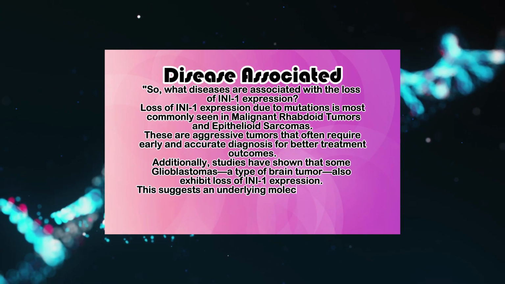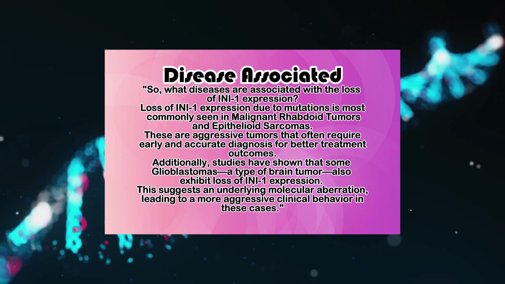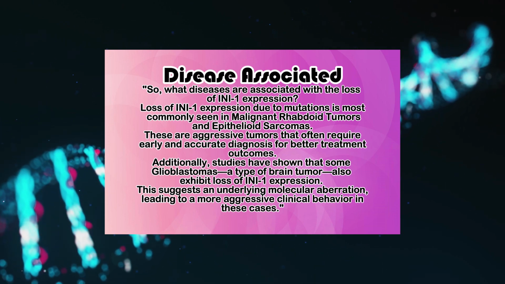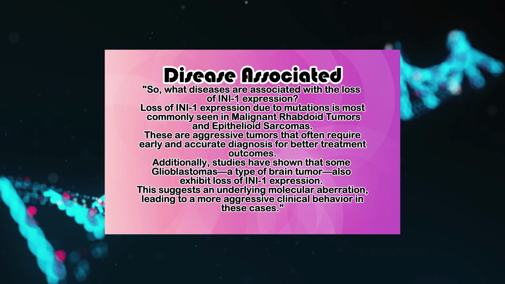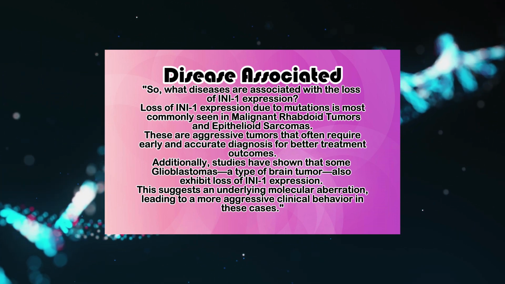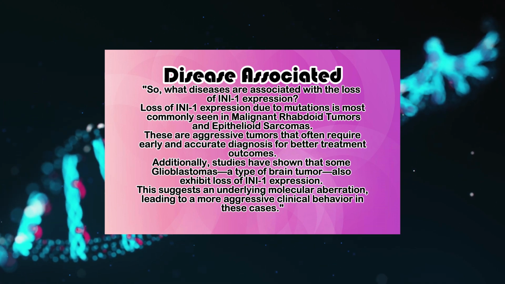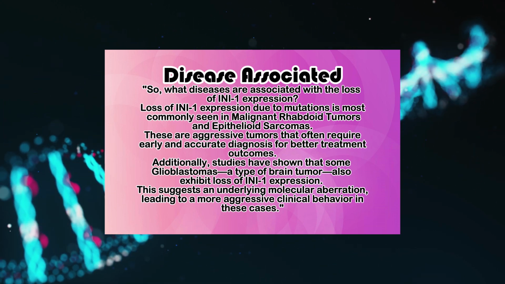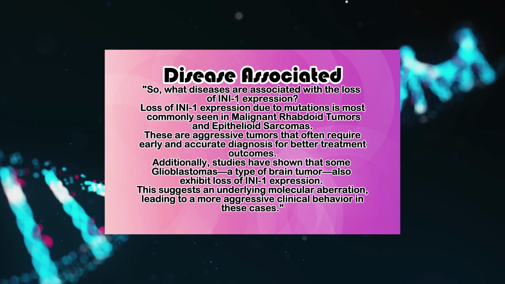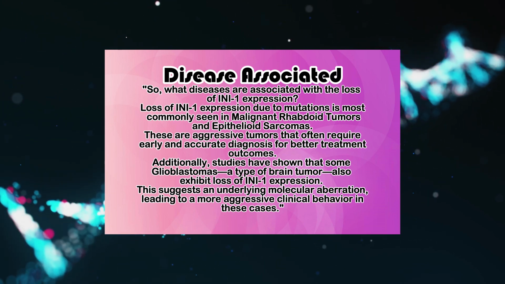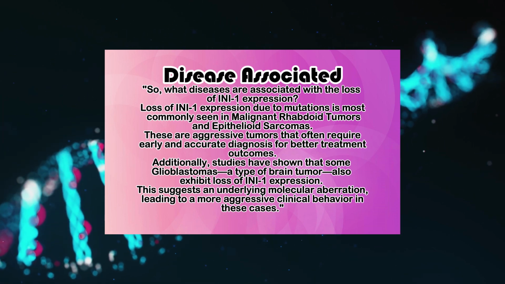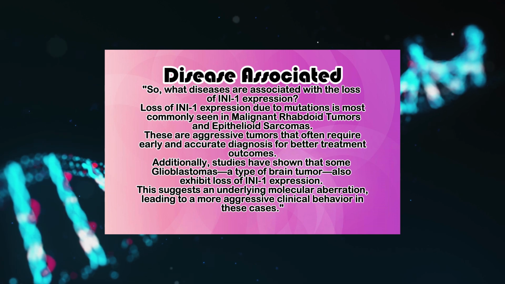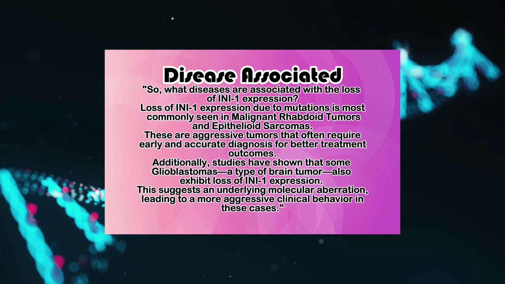Diseases associated with INI-1. So, what diseases are associated with the loss of INI-1 expression? Loss of INI-1 expression due to mutations is most commonly seen in malignant rhabdoid tumors and epithelioid sarcomas. These are aggressive tumors that often require early and accurate diagnosis for better treatment outcomes. Additionally, studies have shown that some glioblastomas, a type of brain tumor, also exhibit loss of INI-1 expression. This suggests an underlying molecular aberration, leading to a more aggressive clinical behavior in these cases.